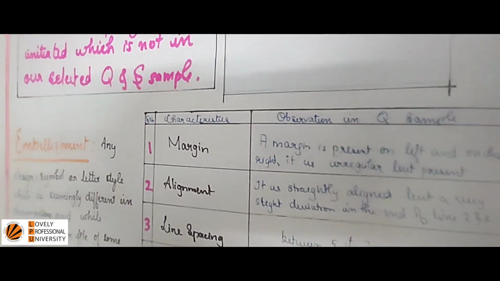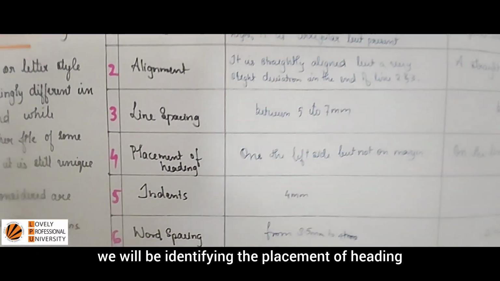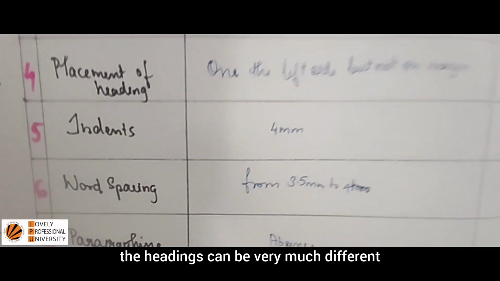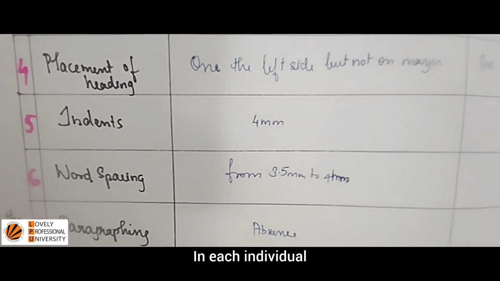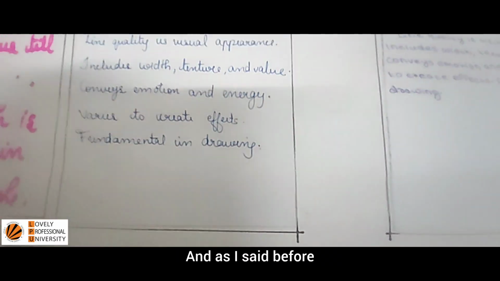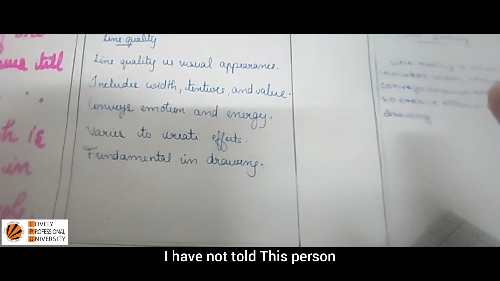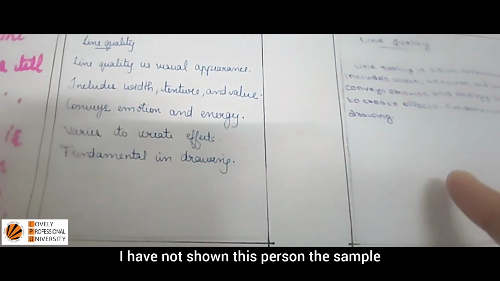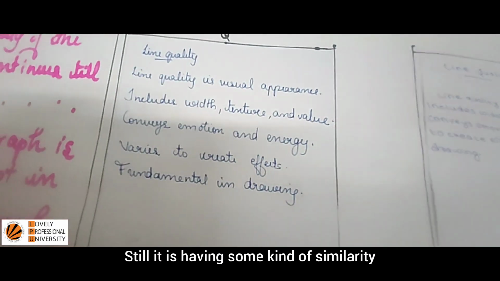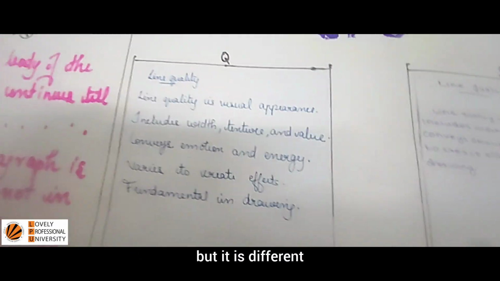Next, we will be identifying the placement of heading. In individual cases, the headings can be very different. In each individual, it is very much different. The individual can write any way they want. And as I said before, I have not shown this person the sample, so he has written in his own style. Still, it has some kind of similarity, but it is different.